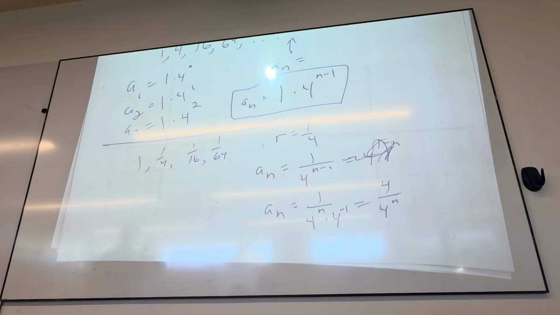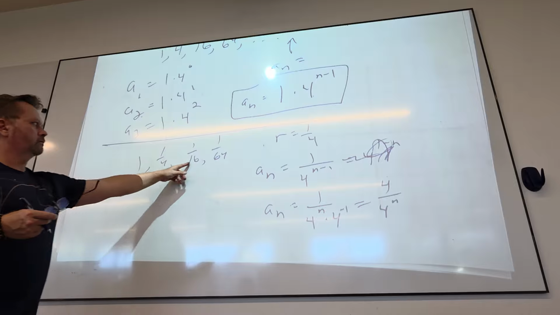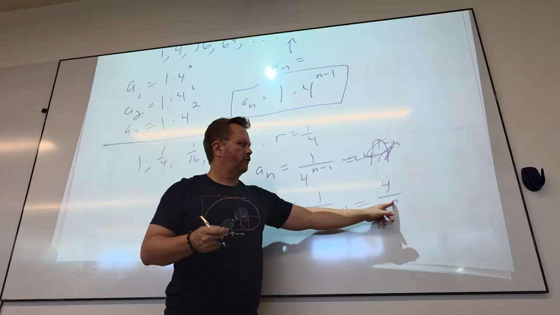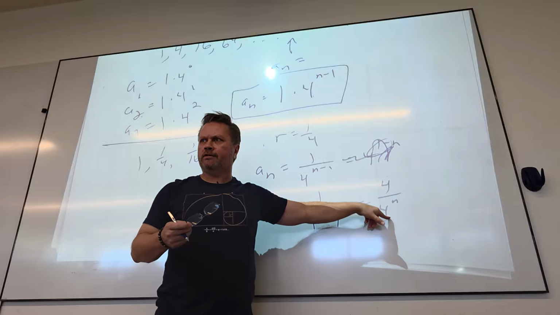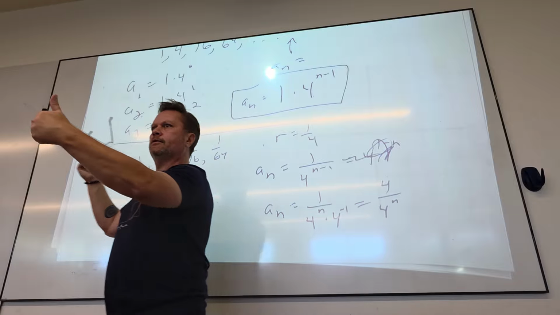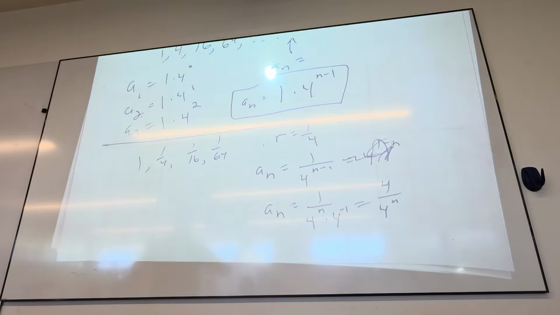Let's check this real quick. How do I check this? I know what A3 is, right? So if I throw a 3 in there, 4 to the third is 64. 4 divided by 64 is 1/16. Check. Yes? Okay. Not a bad idea to check that the thing you just wrote actually does what it's supposed to do.